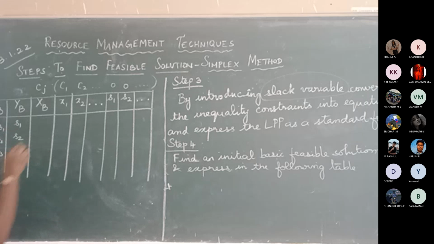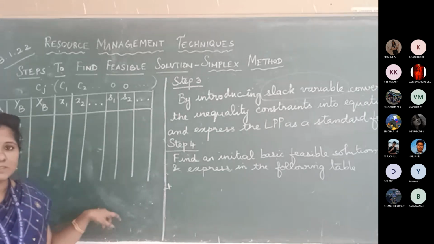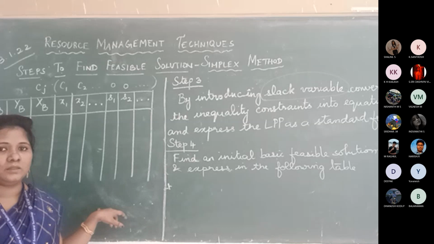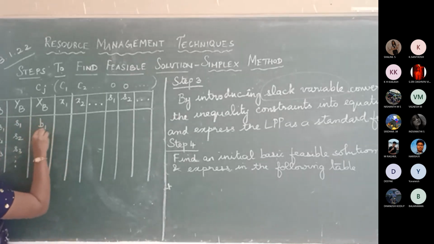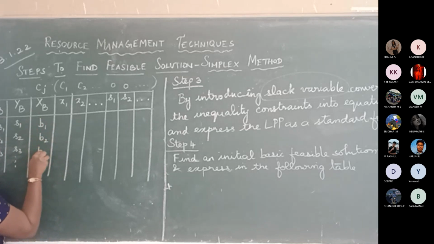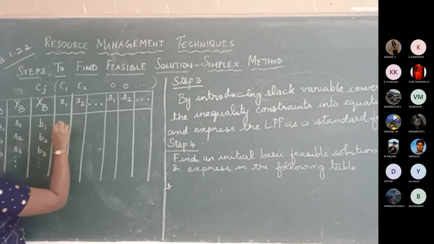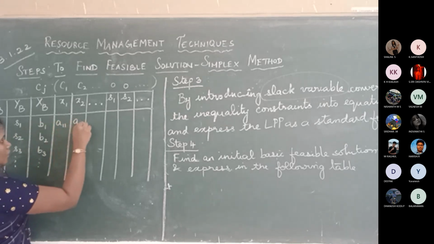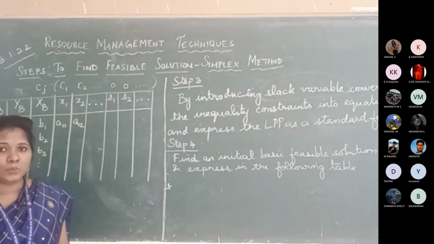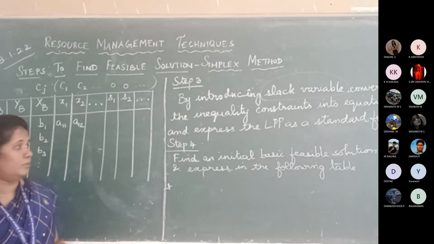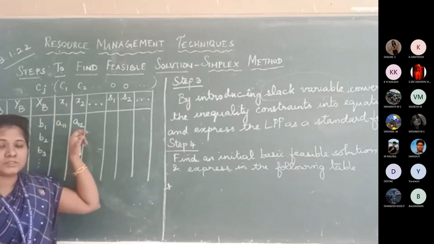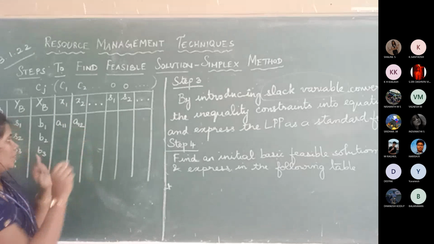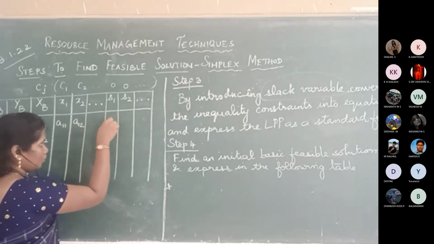Your XB is nothing but, in your equation, you will write it as less than or equal to some value, 20, 30, 40. That value you will write here. So that will become B1, B2, B3, and so on, however many variables there are. And your x1, x2 will be nothing but your a11, a12. You will write the coefficient of that value: the coefficient of your x1 in that first equation, the coefficient of your x2 in that first equation. That you will write. And this will be 1.